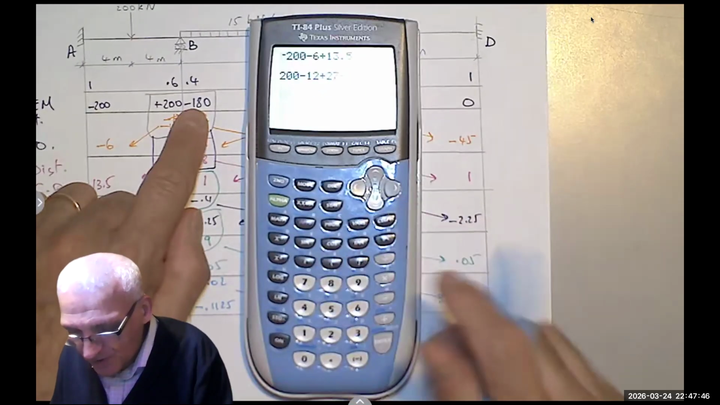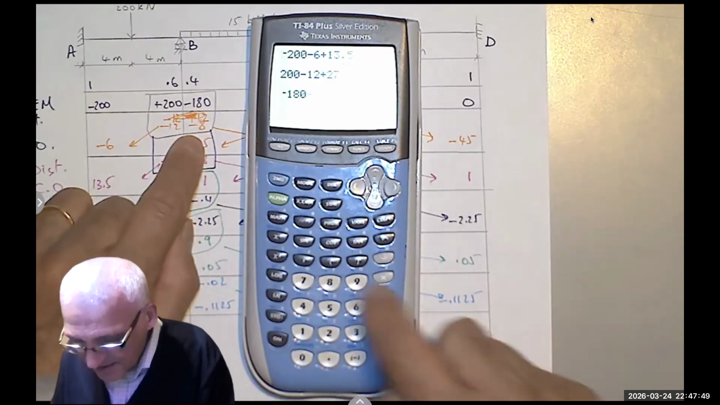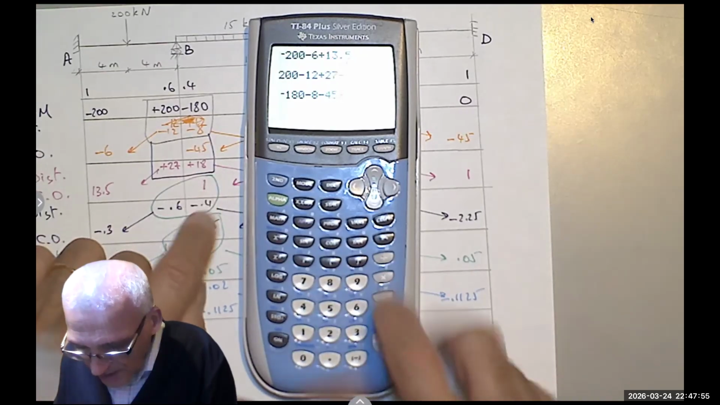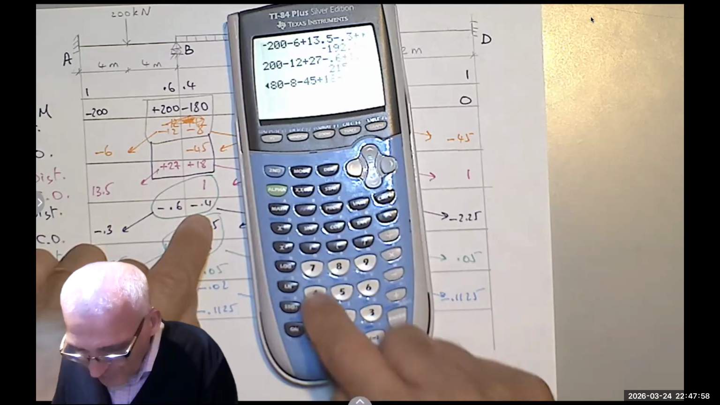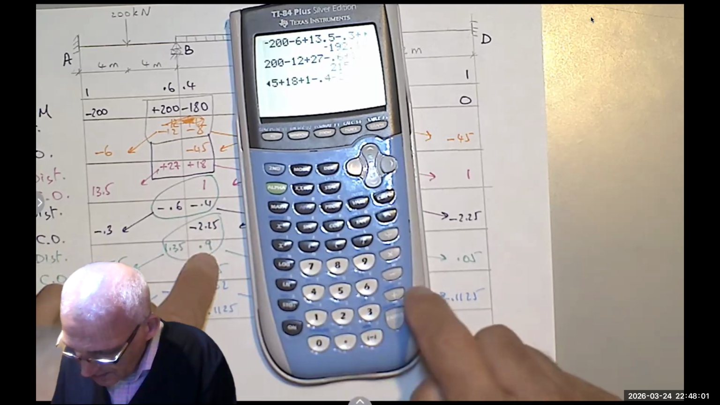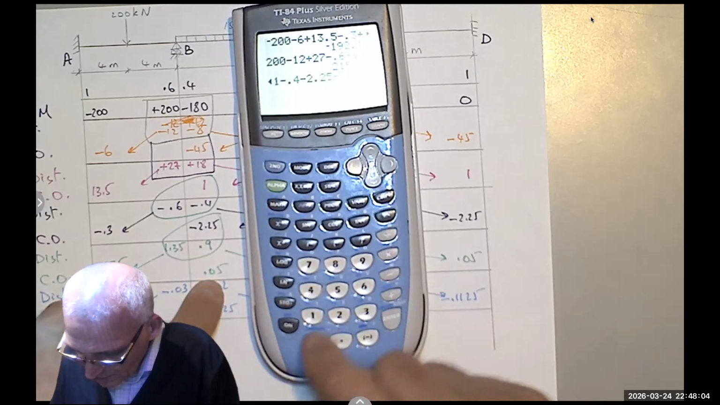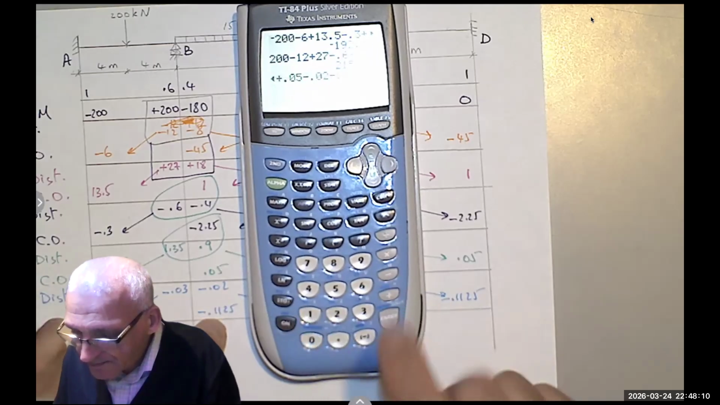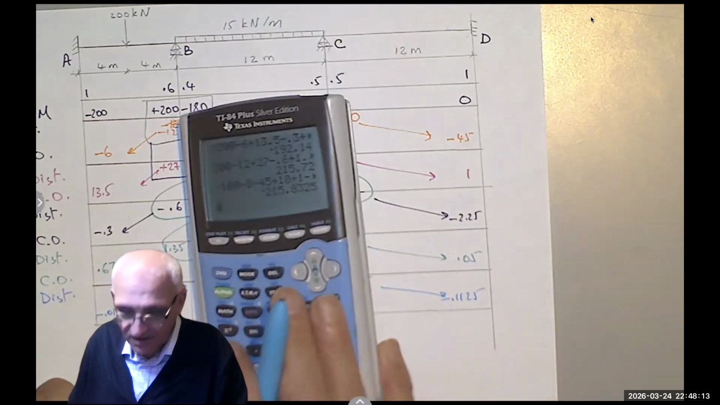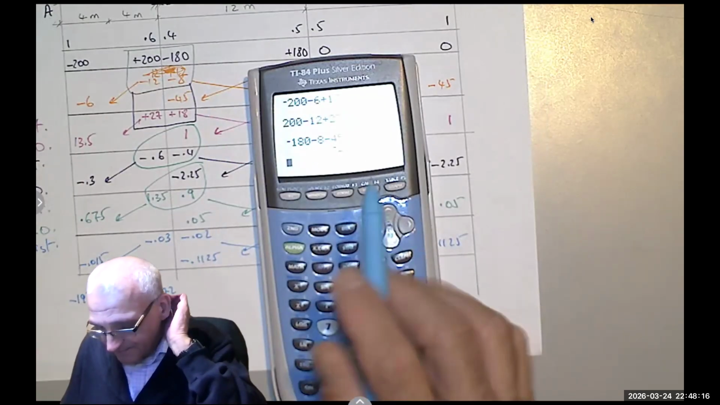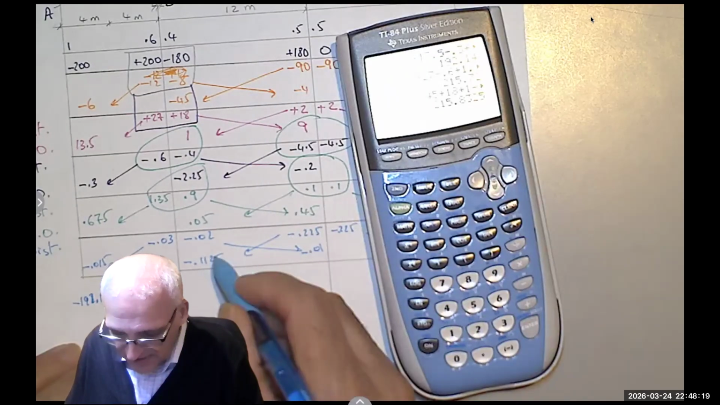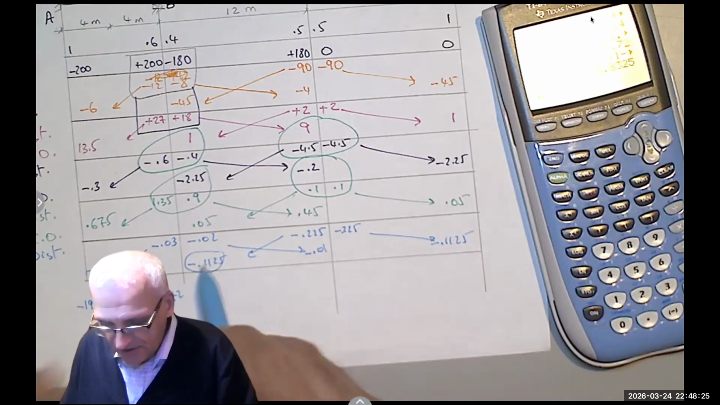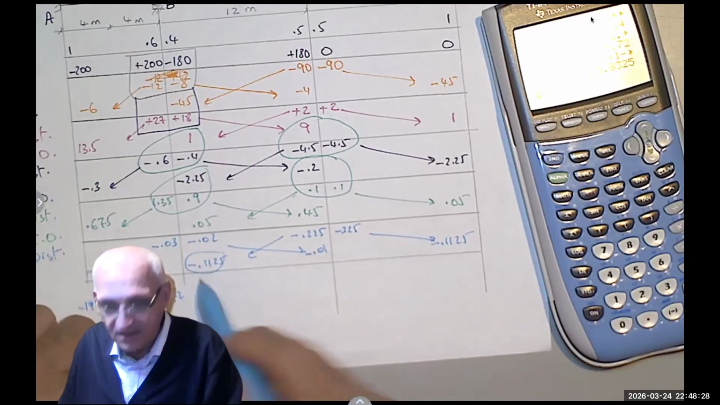Let's check the next one. I have negative 180 minus 8 minus 45 plus 18 plus 1 minus 0.4 minus 2 1/4 plus 0.9 plus 0.05 minus 0.02 minus 0.1125. Negative 215.83. And again, it's because we didn't distribute that. So really it's better to distribute that 60% is here. So let's do that.